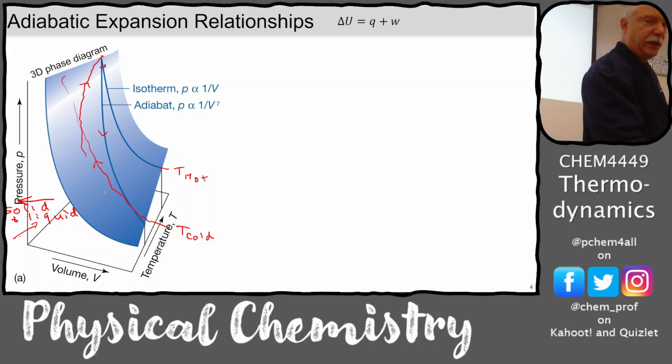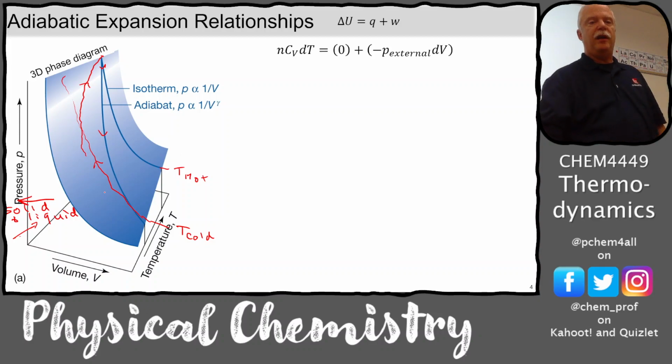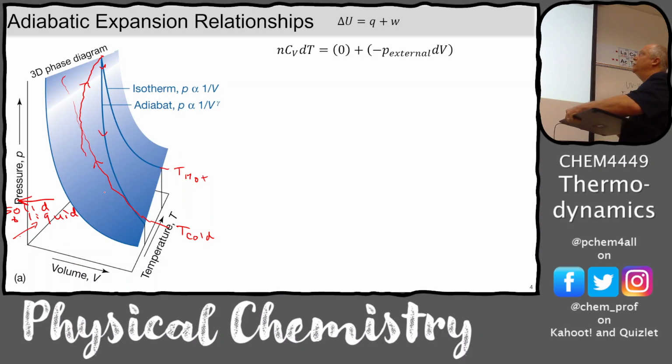So let's derive these relationships. So if we take this first law, so the change in internal energy has 2 ways to change. You remember cash and credit, right? It can be heat or work. So we have heat or work, and we're dealing with an adiabatic expression, or adiabatic relationship, an adiabatic expansion. And so this Q is equal to 0 here.